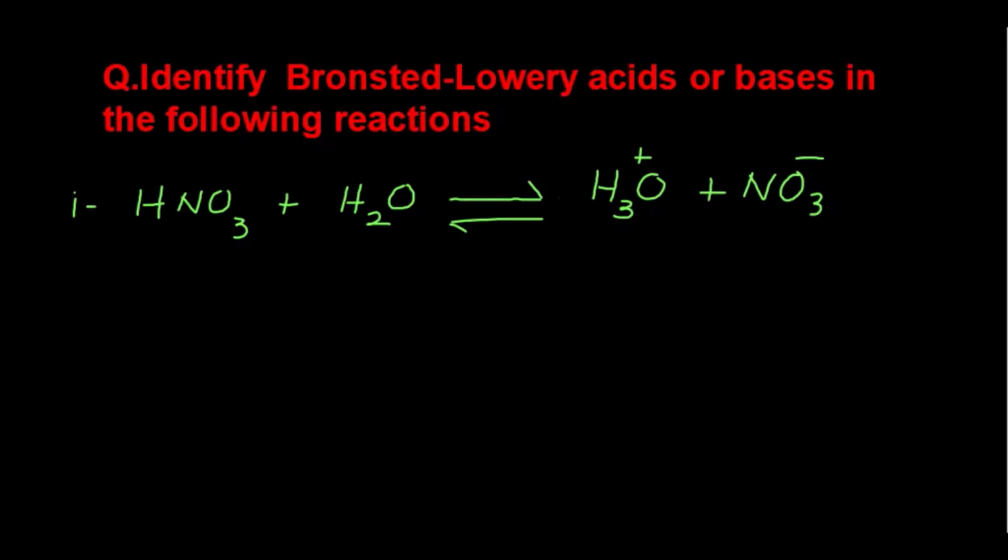question. Now here in the next question, we are asked to identify Bronsted-Lowry acids or bases in the following reactions. We know very well what Bronsted-Lowry acids are. Proton donors are Bronsted-Lowry acids, while proton acceptors are Bronsted-Lowry bases. Now we will apply the concept of Bronsted and Lowry to the following reactions to identify which species is the Bronsted acid and which is the Bronsted base.